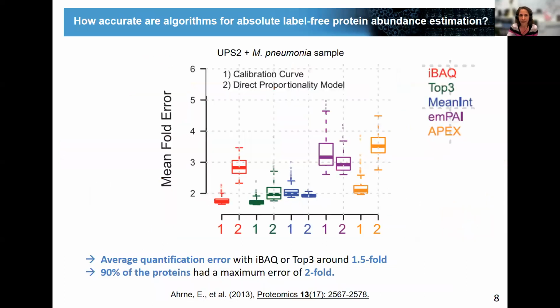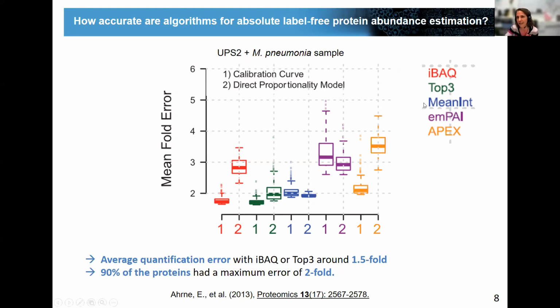And people have spent a lot of studies trying to see how well that works. This is one paper from 2013 where they tested various different absolute label-free quantification approaches, and they worked with a gold standard sample. It was a commercial sample where you have 50 human proteins in defined concentrations mixed together, so you know the absolute concentration of these proteins.